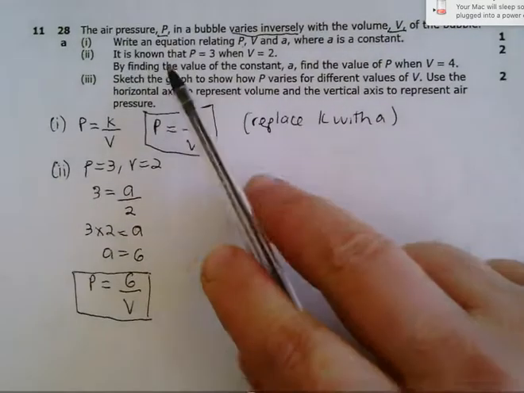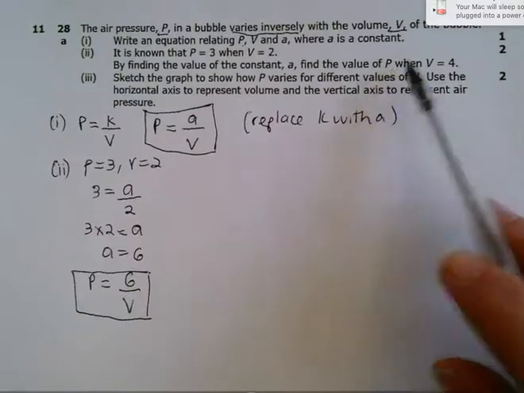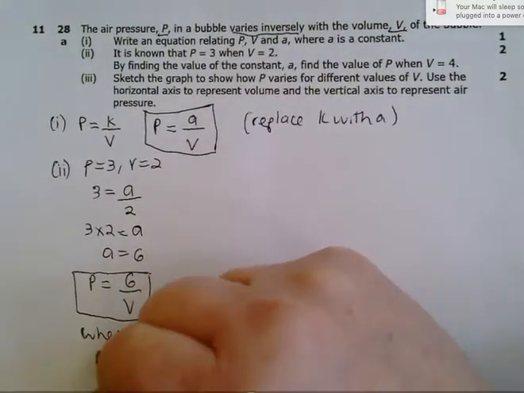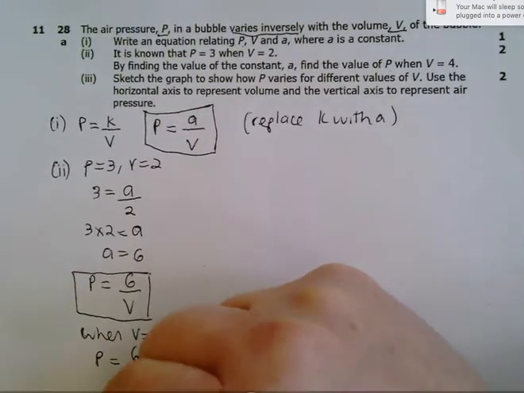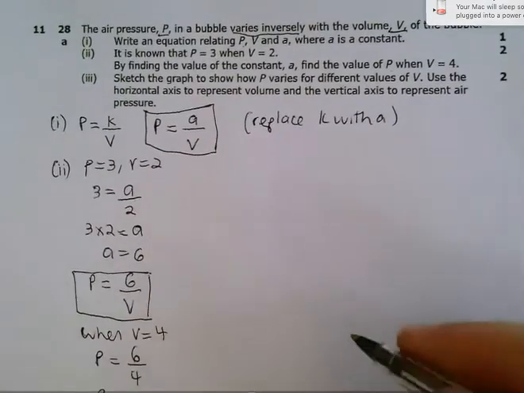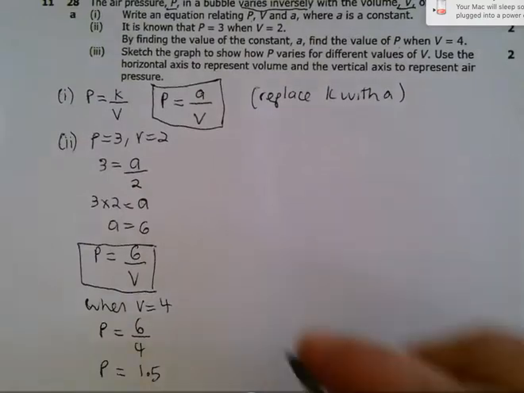Now we can answer our question by finding the value of the constant A, which we have. Find the value of P when V is 4. So when V is 4, we've got P equals 6 over 4. In other words, P equals 1.5. There are no units on this question, so we can't give any units.